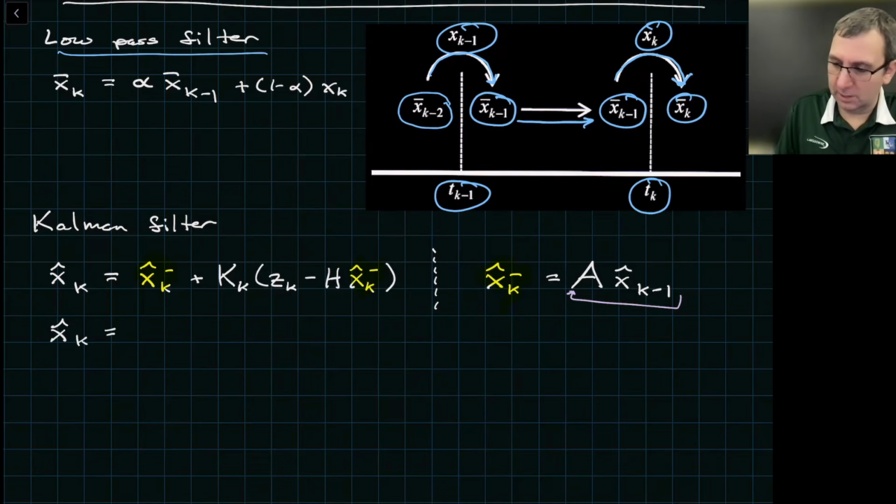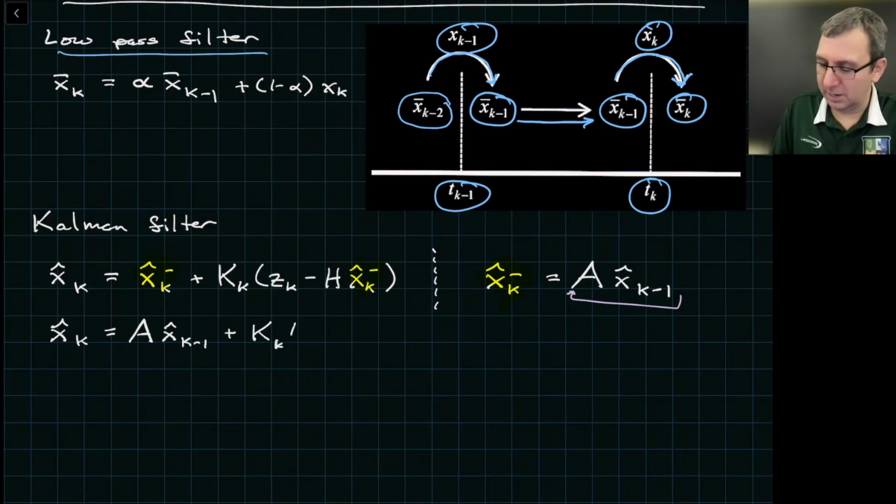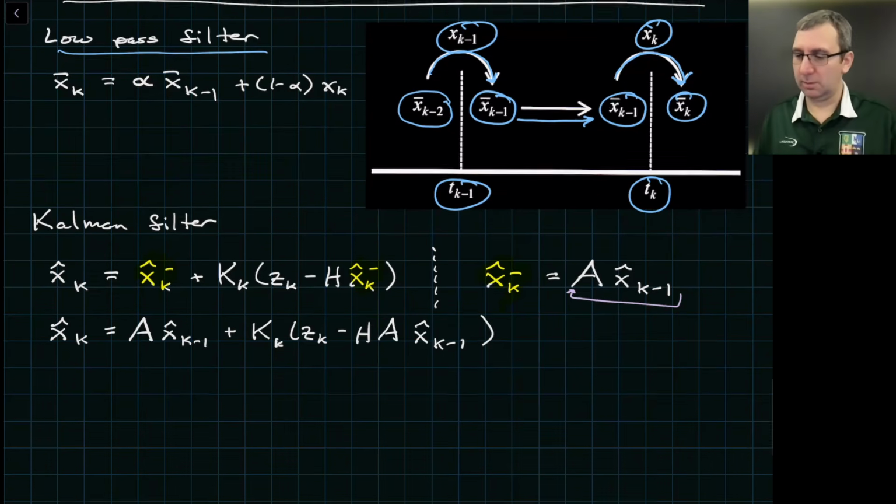So x_k equals A x_{k-1} plus the Kalman gain times (z_k minus H times A x_{k-1}). All right.